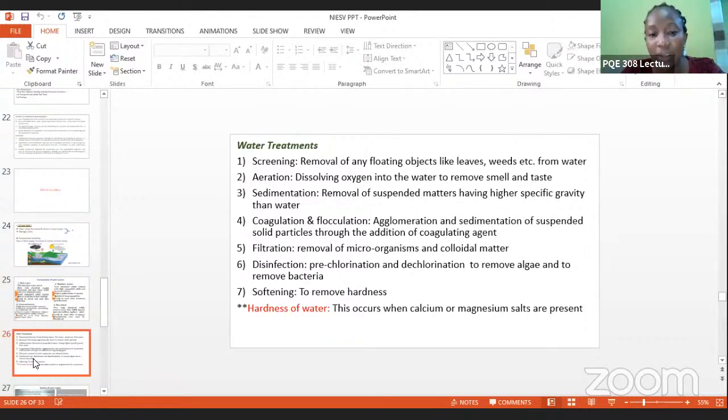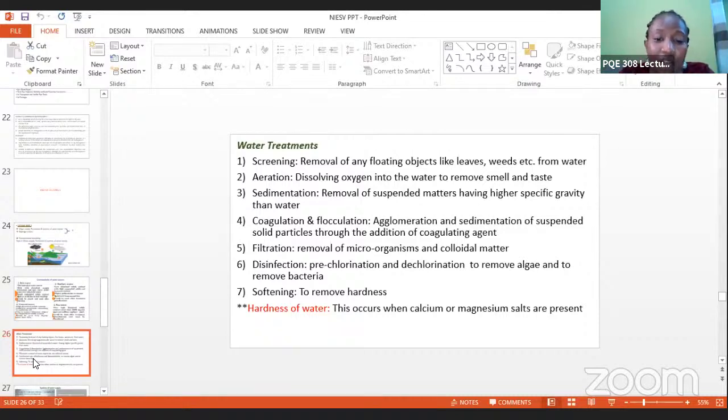Then you have your aeration, when you dissolve oxygen into water to remove smell and taste. Some water, when you want to drink it, you can perceive odor and all that. So after screening, you aerate it, then you go through the process of sedimentation, removal of suspended matter. Aside from the leaves and weeds you've removed, there are still some suspended matters inside the water whose specific gravity is higher than water, you understand?